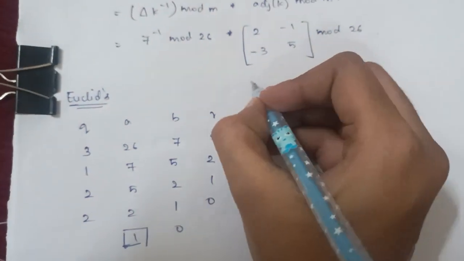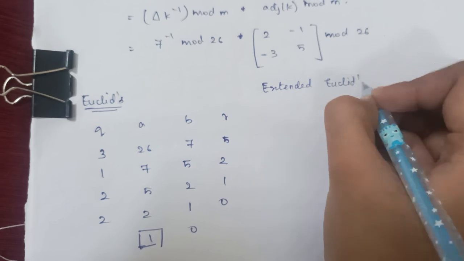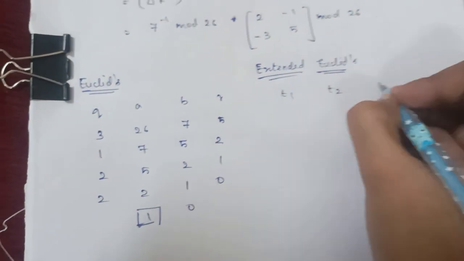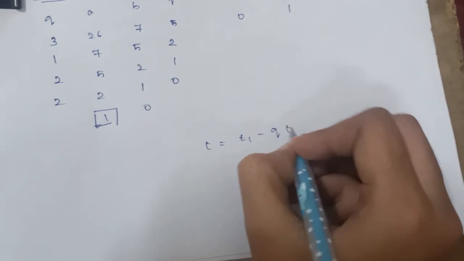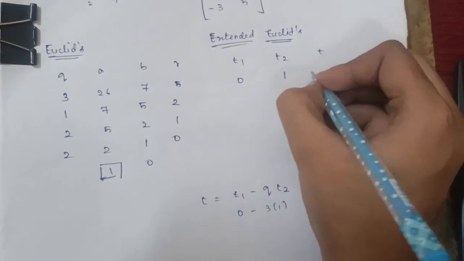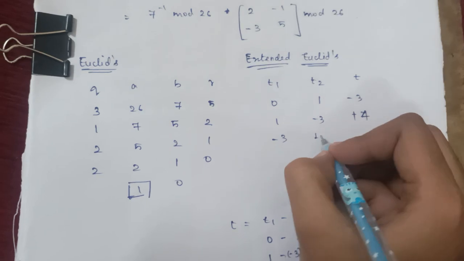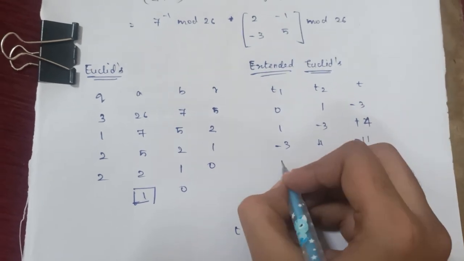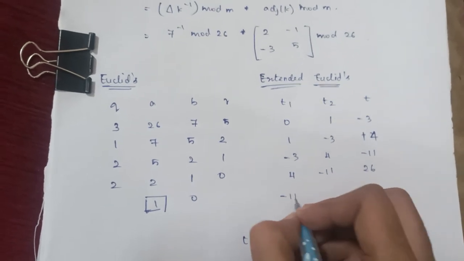Now using extended Euclids, T1, T2, T, which is 0, 1. So T is equal to T1 minus Q times T2. Here it is 0 minus 3 times 1. So this is minus 3. Here it is 1 minus 3. And this is minus 3, 4, and this becomes minus 11. This is 4 minus 11, and that is 26. So I got something like minus 11.